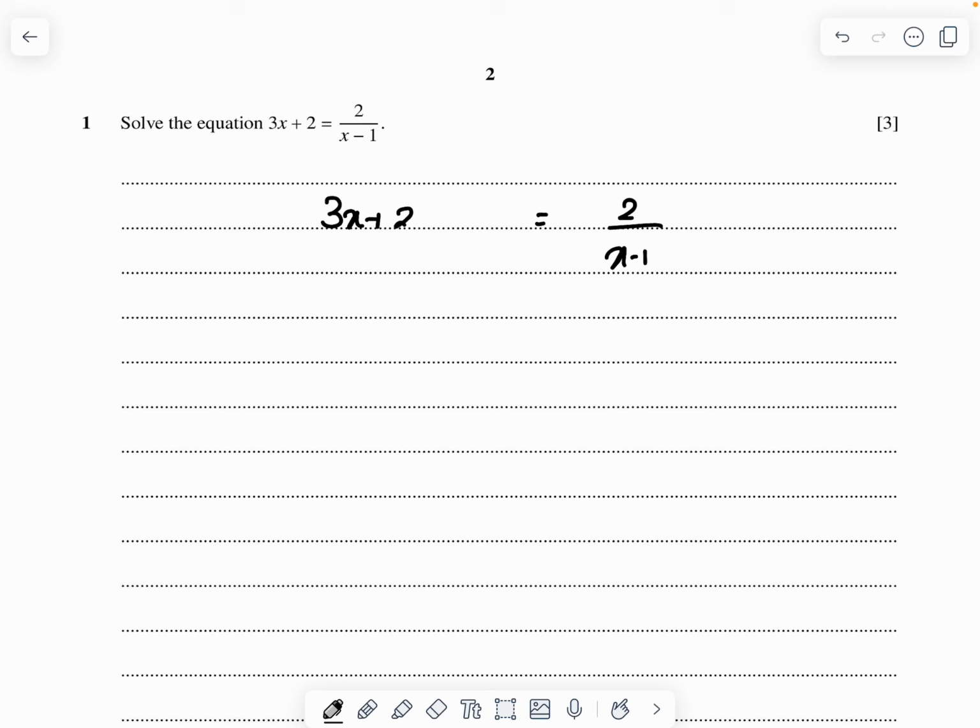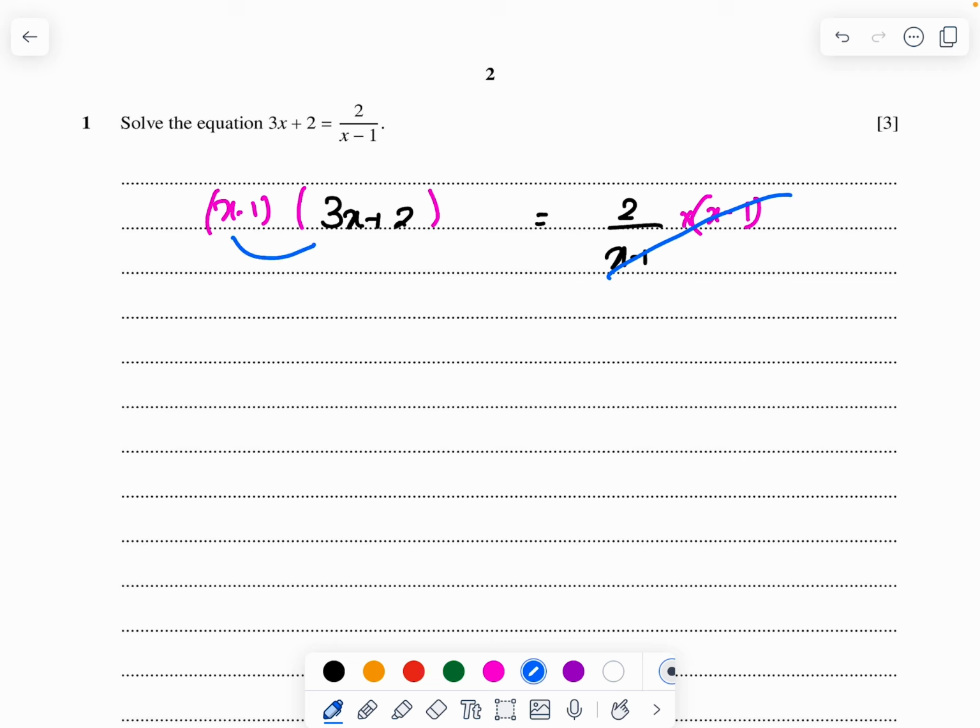What am I going to do? I am going to multiply by x minus 1 on both sides so that I get rid of the denominator. Once I multiply with x minus 1, the x minus 1 cancels. X times 3x is 3x squared, x times 2 is 2x, negative 1 times 3x is negative 3x, and negative 1 times 2 is negative 2, equals 2. So this becomes 3x squared minus x minus 4 equals 0.